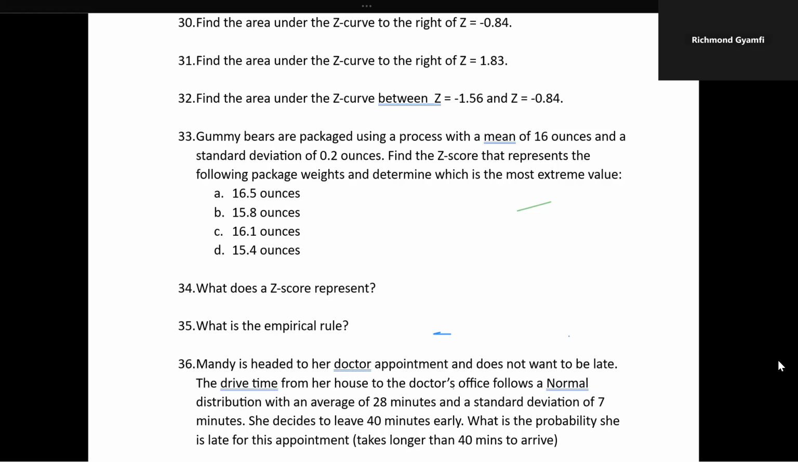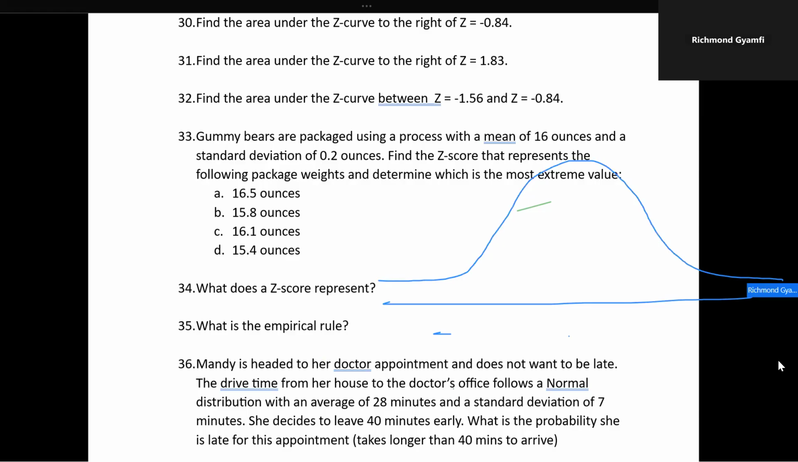So in this problem, it's telling us that Mandy wants to leave 40 minutes early. So we want to know the probability that she is late for this appointment. Remember, it says it takes longer than 40 minutes to arrive. Okay. So first of all, you have to draw. This follows a normal distribution, which is good. So we know that we can get our curve.